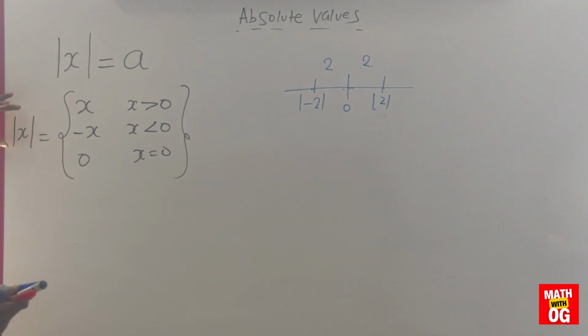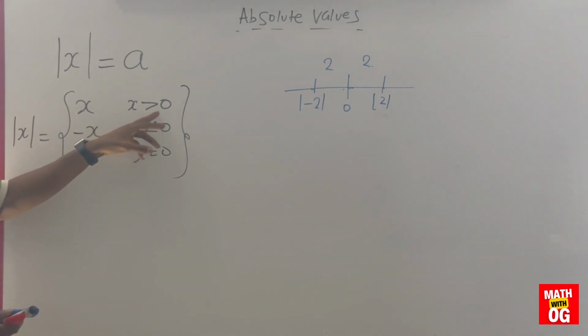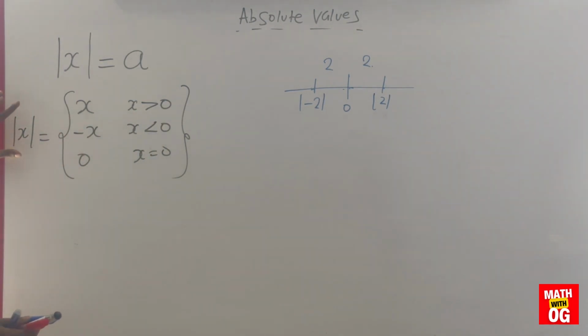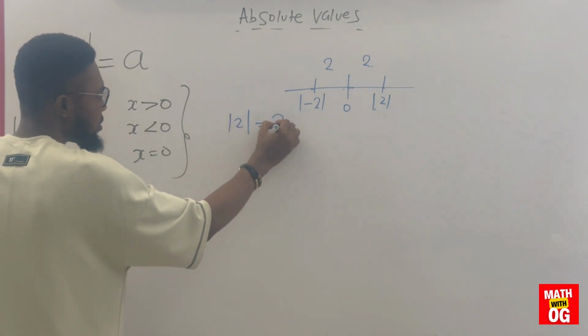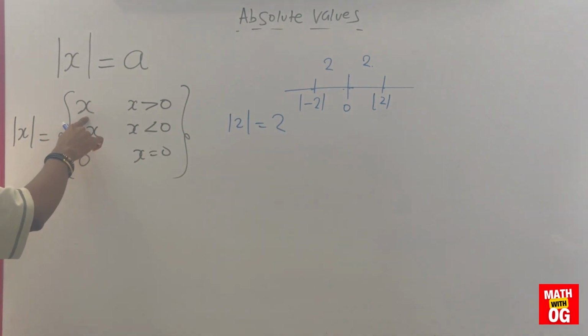So what this simply means is that the absolute value of x, which we are talking about, will always be equal to x when x is greater than 0. I repeat, the absolute value of x will always be equal to x when x is greater than 0. So let's pick a number greater than 0, like 2. The absolute value of 2 is equal to 2. So that's that for this.